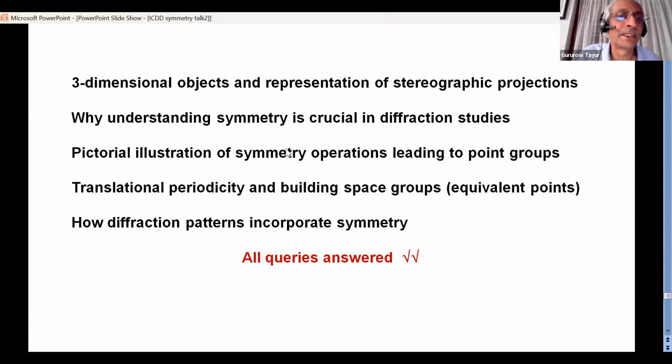So we have, of course, discussed these crucial issues: three-dimensional objects and representation of stereographic projections. We have discussed understanding symmetry. We have discussed the pictorial illustration of symmetry operations. We have talked about periodicity and space groups. We have also discussed a few issues which are associated with diffraction patterns. One issue which we have not discussed in detail is the incorporation of symmetry which is associated with diffraction. So more or less, all queries have been addressed.